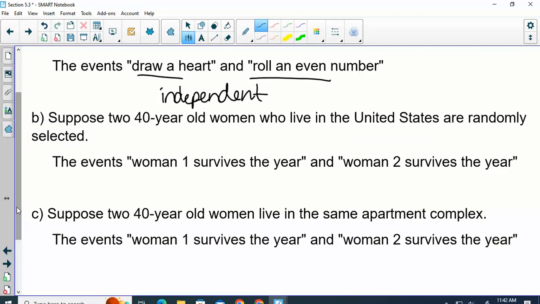Suppose two 40-year-old women who live in the United States are randomly selected. The events woman 1 survives a year and woman 2 survives a year. So I'm taking 2 women in the entire United States. So I might have one 40-year-old woman in New York and then a 40-year-old woman in Utah. If one of those women lives the entire year, does that change the probability of the other one? No, they're completely unrelated.